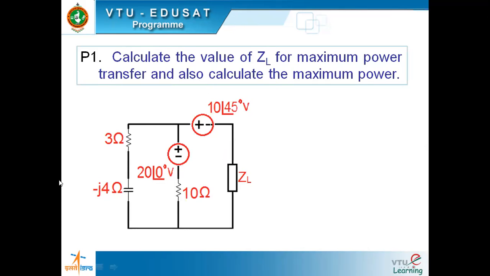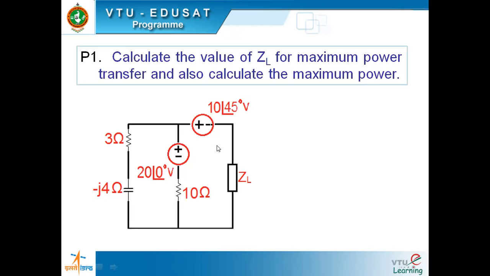So what is this condition? This is case number 1. An AC circuit is there, and we are connecting a load impedance. We're not connecting a load resistance, we're connecting a load impedance. So what is the load impedance for the maximum power transfer for this particular AC circuit?